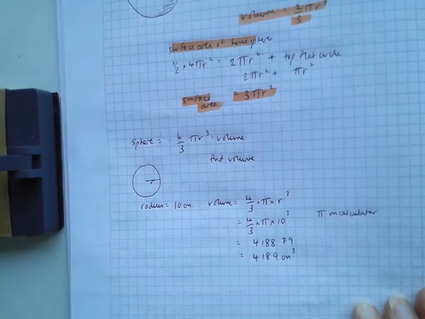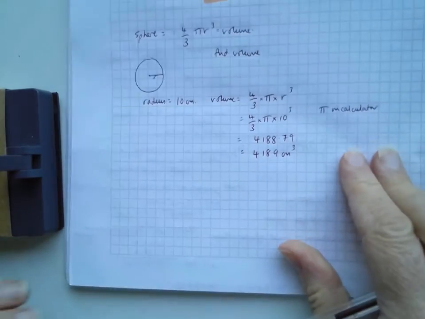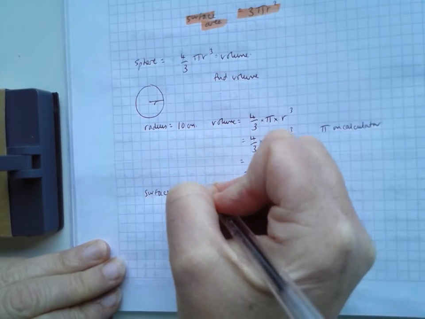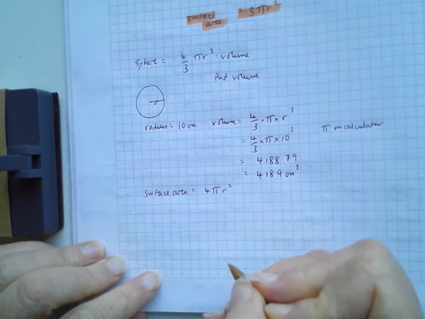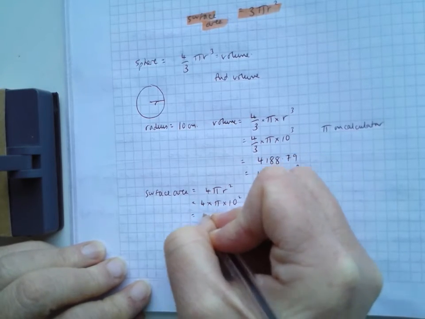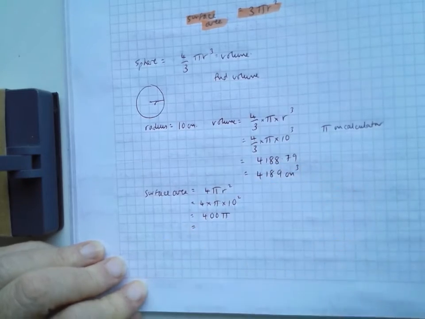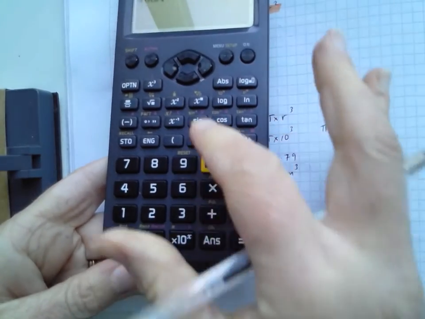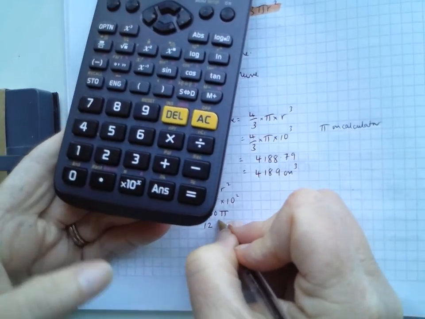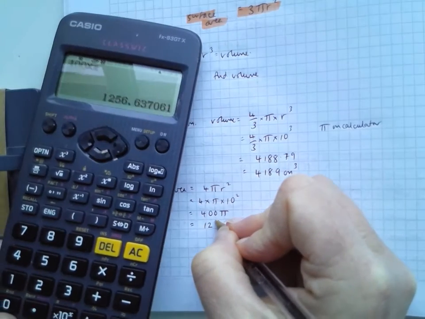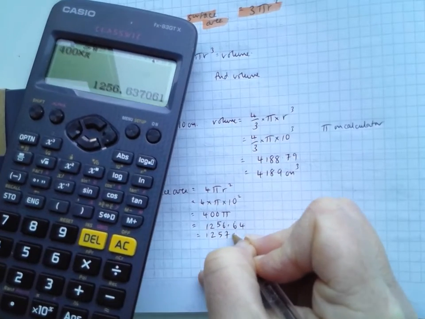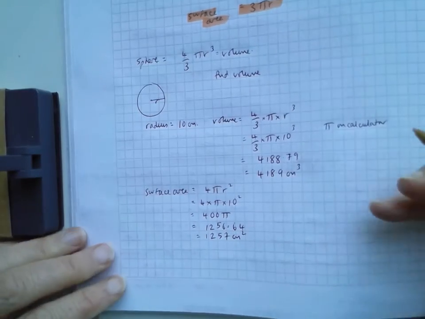The surface area of the same sphere. So the surface area is 4 pi r squared. So in this case it's 4 by pi by 10 squared, which as you can see is 400 pi, which will be 400 by pi is 1256.64, so 1257 centimeters squared. Okay, so it's not hard.